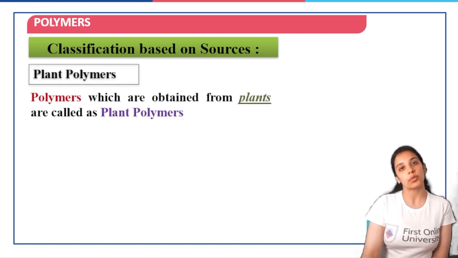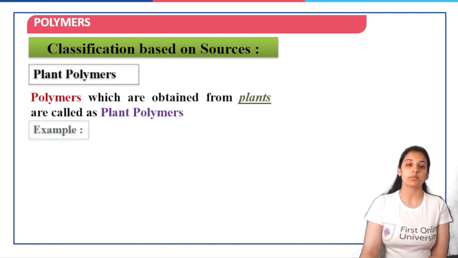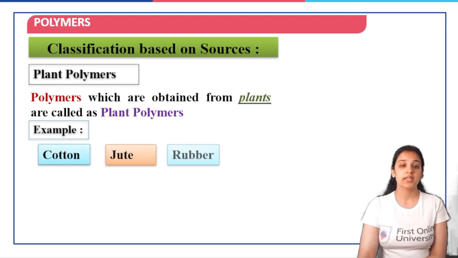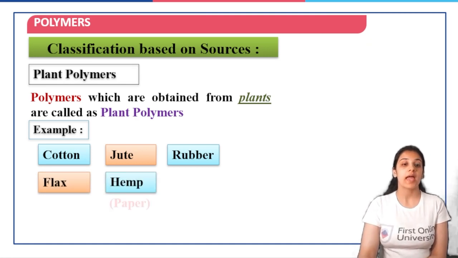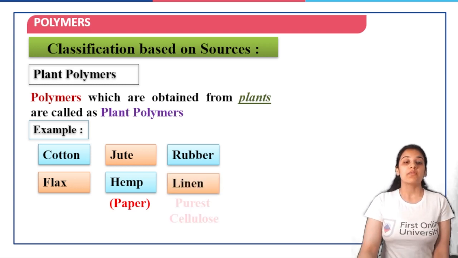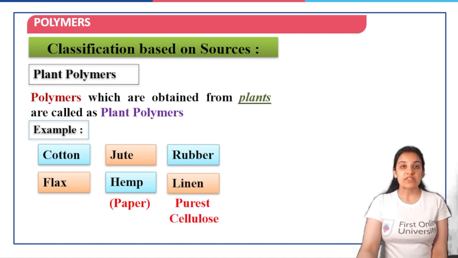Obviously, the polymers that are obtained from plants are called plant polymers. For example, we have cotton, we have jute, we have rubber, and we also have flax. Okay, hemp is also the one which is used in paper. Then we have linen also, which is the purest form of cellulose.